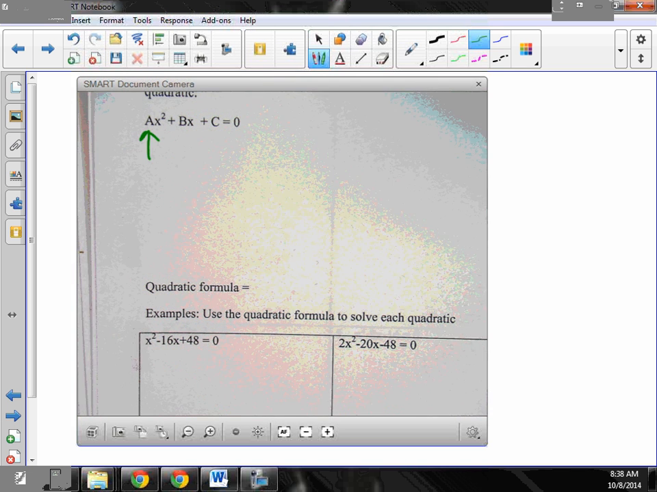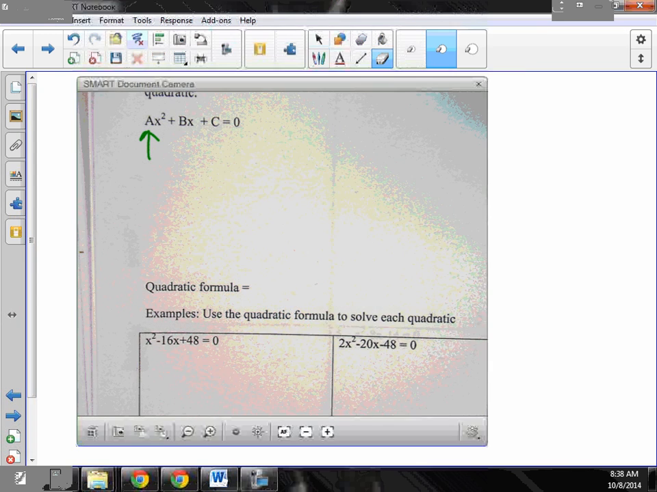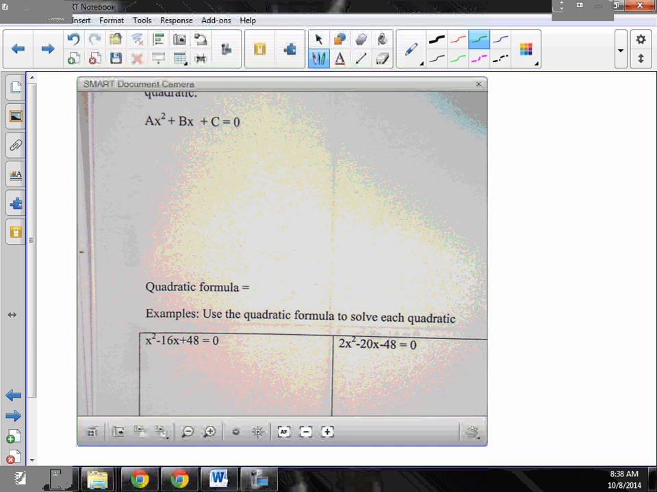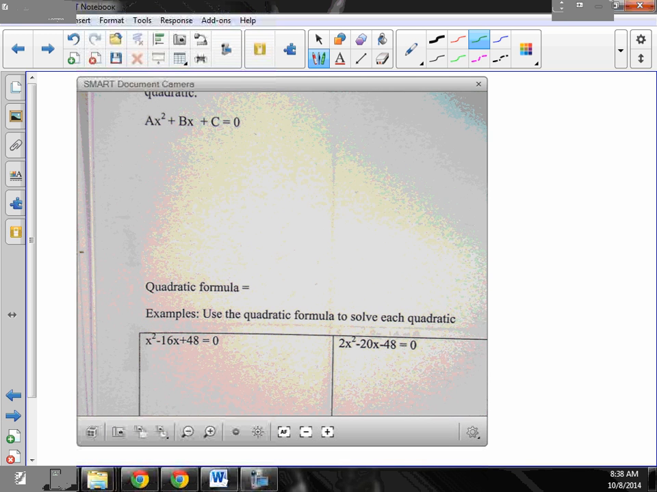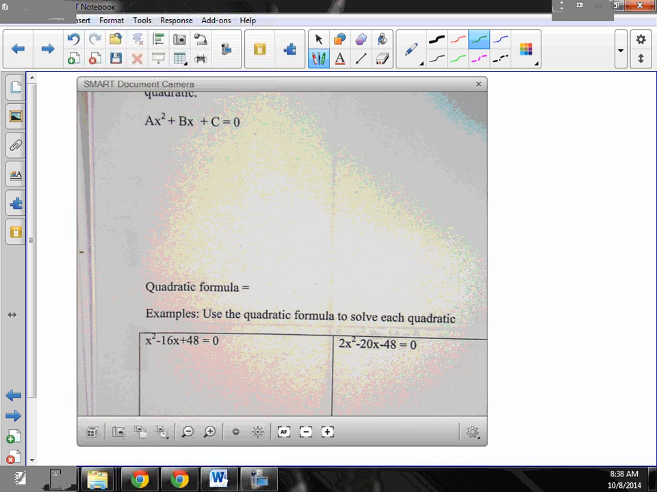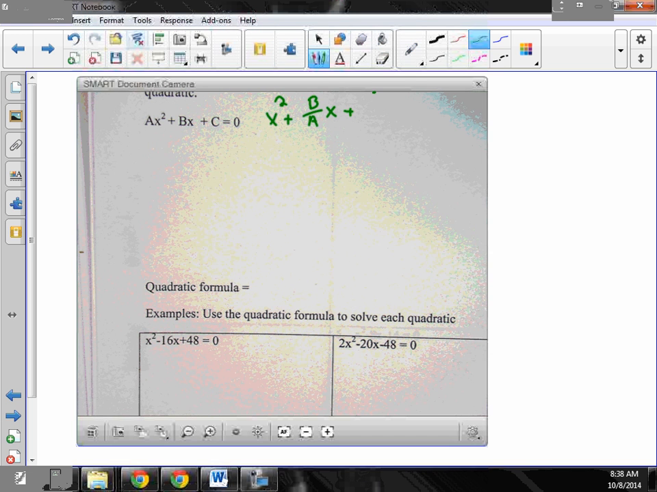So we're going to create the quadratic formula. My equation is now ax squared plus bx plus c, and I have no idea what a, b, and c are. In fact, they could represent any number on the real number line. But I can never complete the square if a is anything other than 1, so I'm going to divide by a. So I get x squared plus b over a x plus c over a.